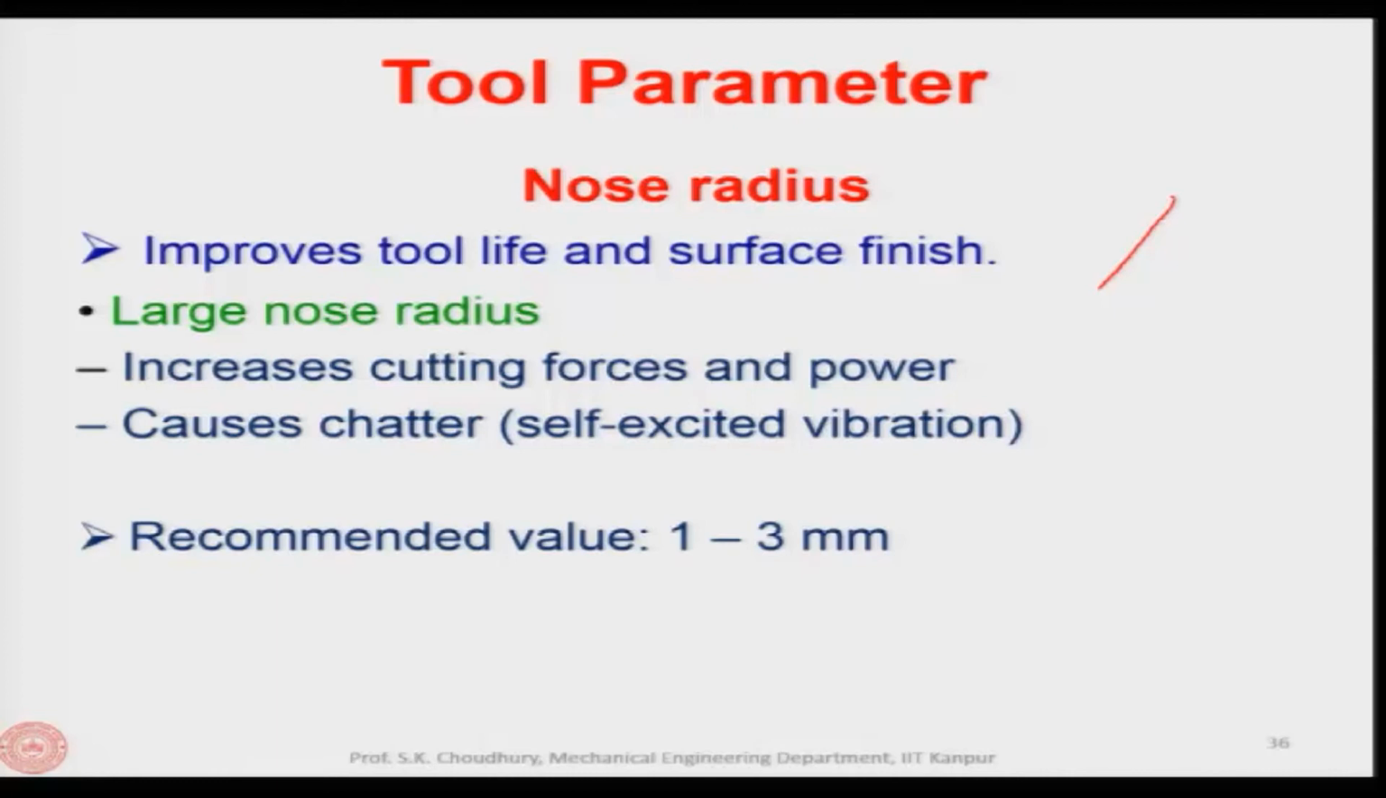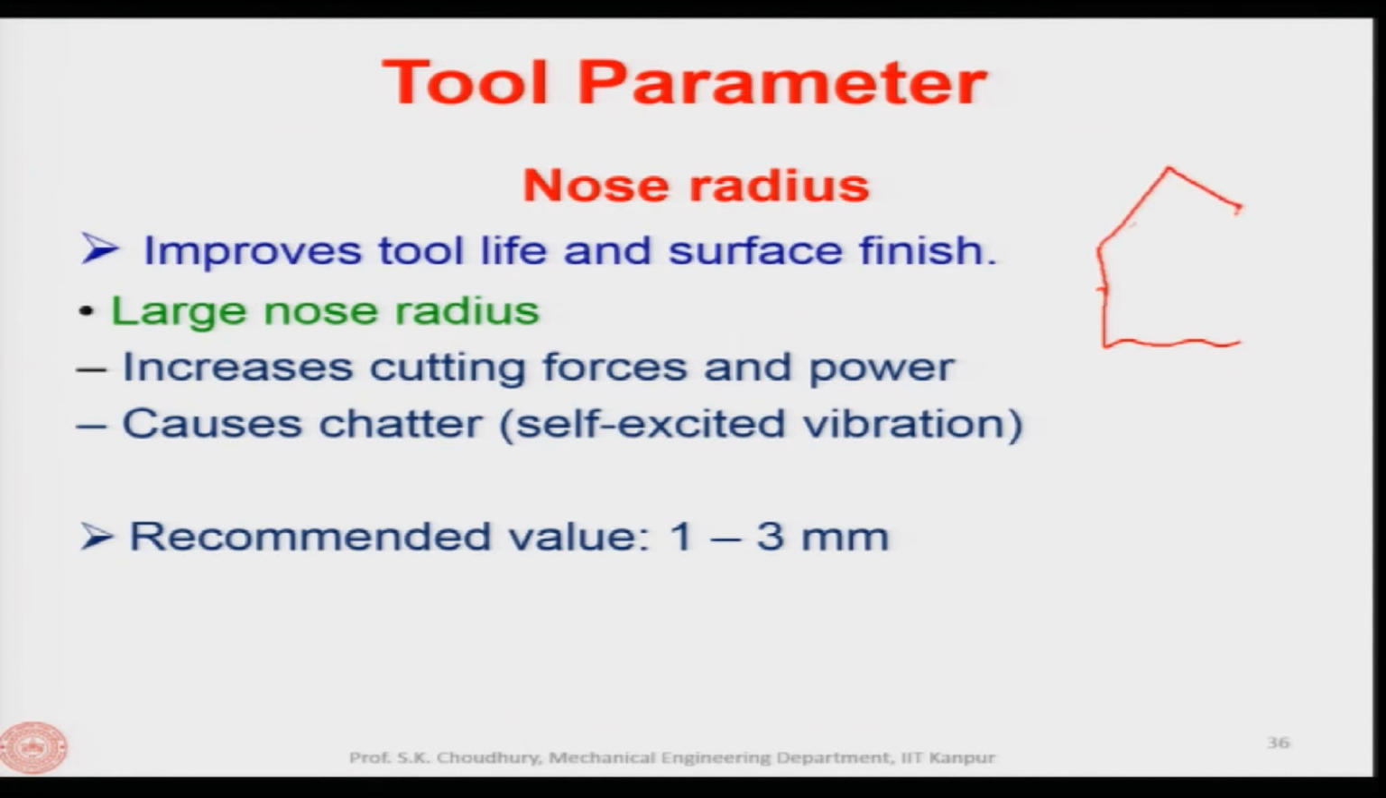All right. Now, the nose radius. If we have a very sharp tool, as you understand, immediately during the cutting process it will come in contact with the workpiece. So, it will either be rounded off or it can be broken. Okay. It can be broken because a sharp tool will always have a very high stress concentration, that is one thing.